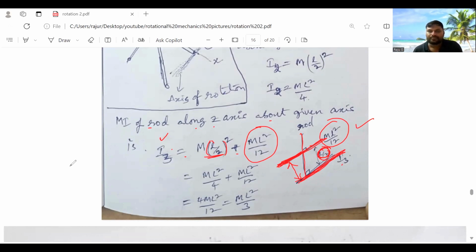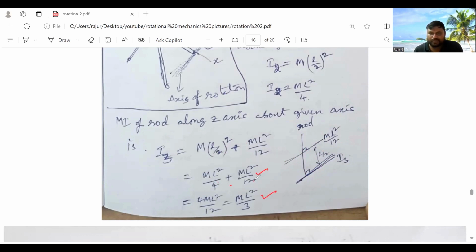So ml square by 4 plus ml square by 12, just take the LCM: 4 ml square by 12, and then 4 ones are 4, 4 threes are 12, we will get ml square by 3. I3 is ml square by 3.